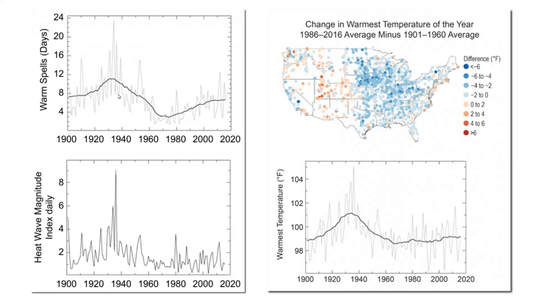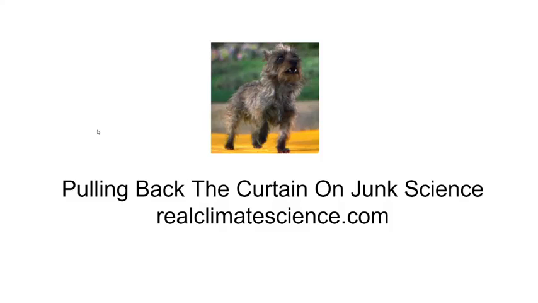NOAA has never been transparent about what they're doing, and they need to be pressed into explaining why they're turning a long-term cooling trend into a warming trend. The accuracy of NOAA graphs is critically important for public policy makers, and we need to get to the bottom of this. Tony's been studying this for the past 12 years.